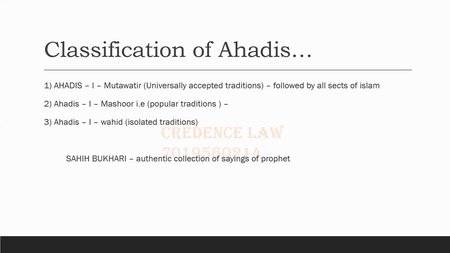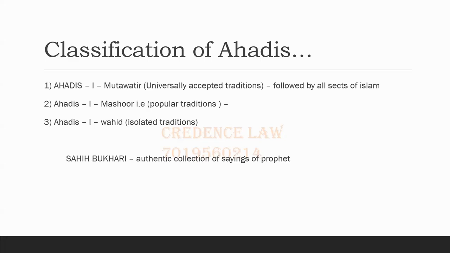And speaking of Ahadith, it is of three types: hadith mutawattir, hadith mashhur, hadith wahid. Mutawattir means a universally accepted tradition. It is followed by all sects of Islam, Shia, Sunni, every person irrespective of their belief system. And then mashhur is a term used daily. In daily parlance, we use this term mashhur. Mashhur means famous, popular. So a popular tradition is mashhur.